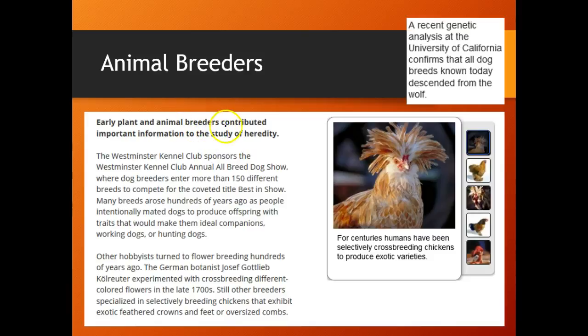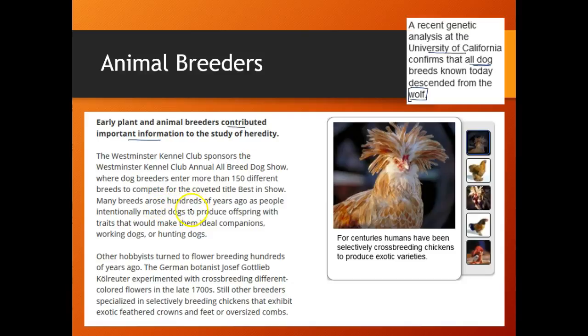Early plant and animal breeders contributed important information to the study of heredity. In case you didn't know, a recent genetic analysis at the University of California confirmed that all dog breeds known today descended from one place, which is the wolf. So they all come from a common ancestor. Although there are many different types of dogs, they all originated from that wolf.